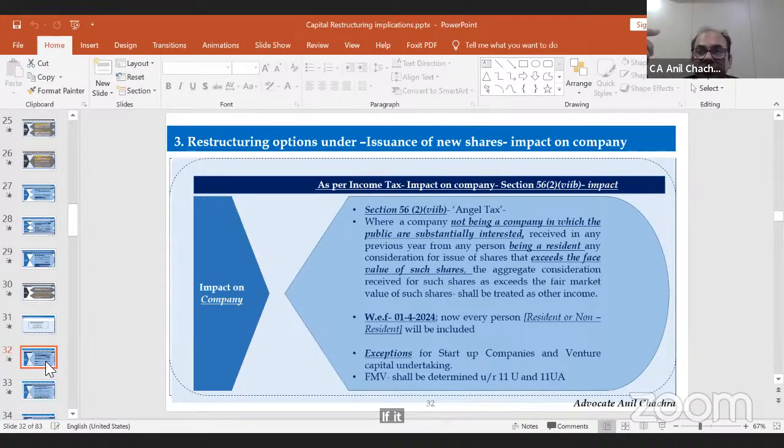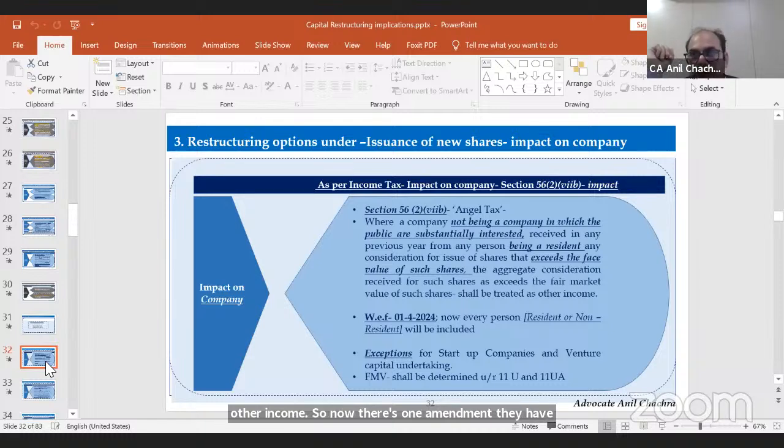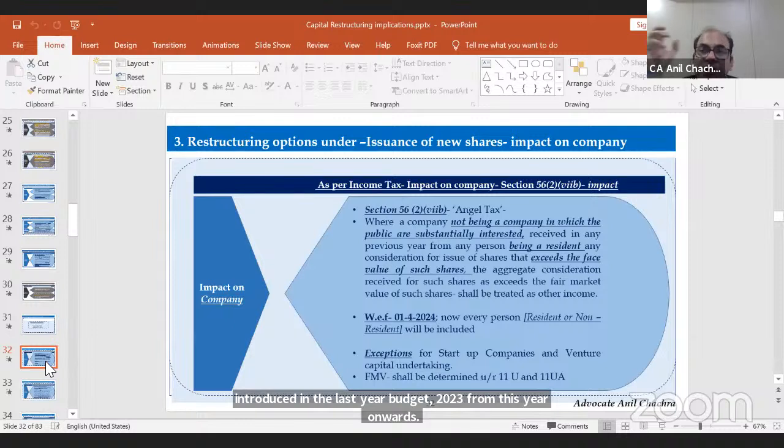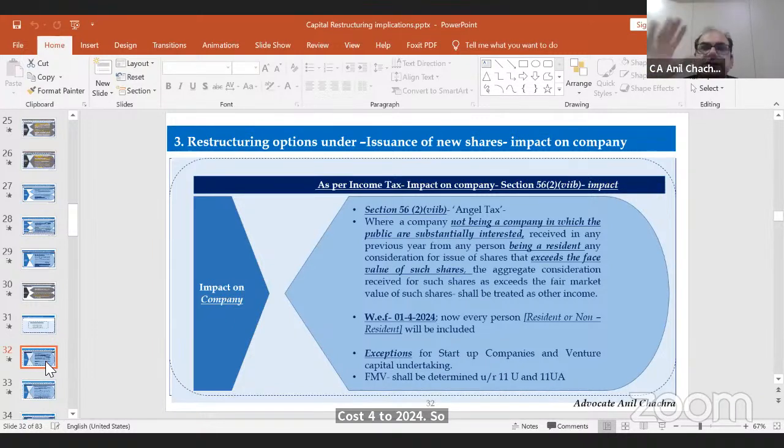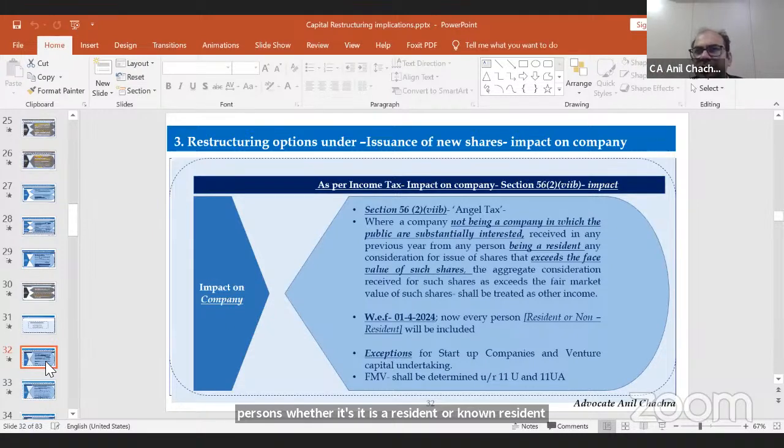Now there's one amendment they have introduced in the last year's budget 2023, from this year onwards, from assessment year 2024. So every person will get included, whether it's a resident or non-resident. Earlier it was only resident. Now all types of persons are included, whether resident or non-resident, right? So we have to comply with the FEMA rules as well while issuing the shares to the non-resident parties concerned. So we have to comply with Section 56(2)(7B) for taking the guidance of the fair valuation rule of 11U and 11UA.